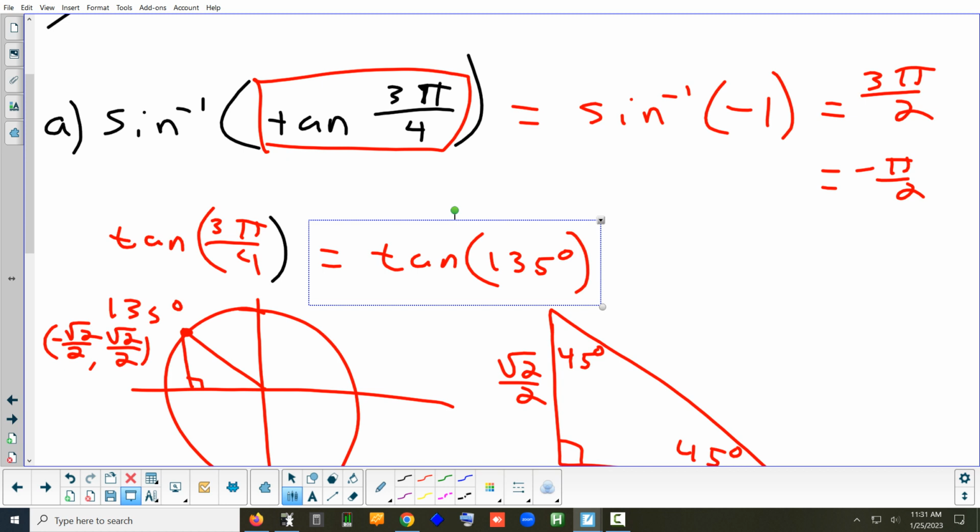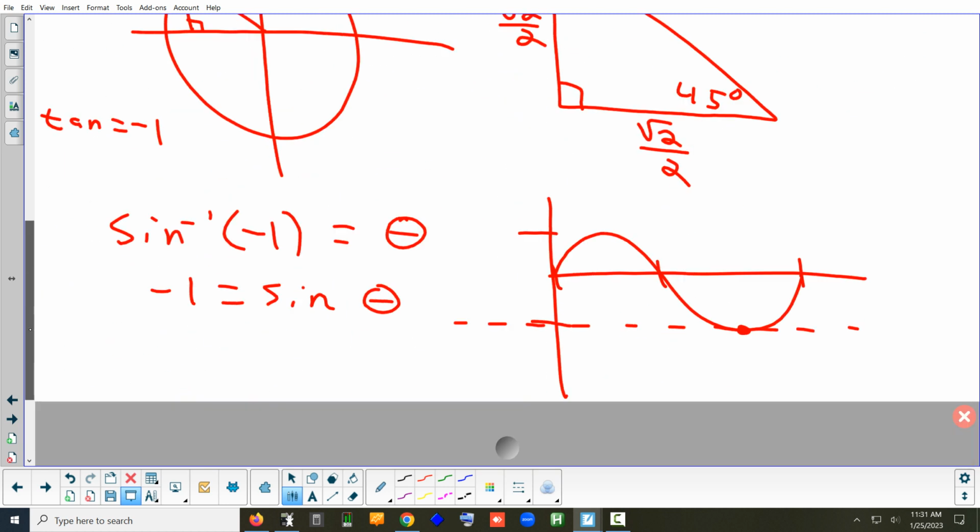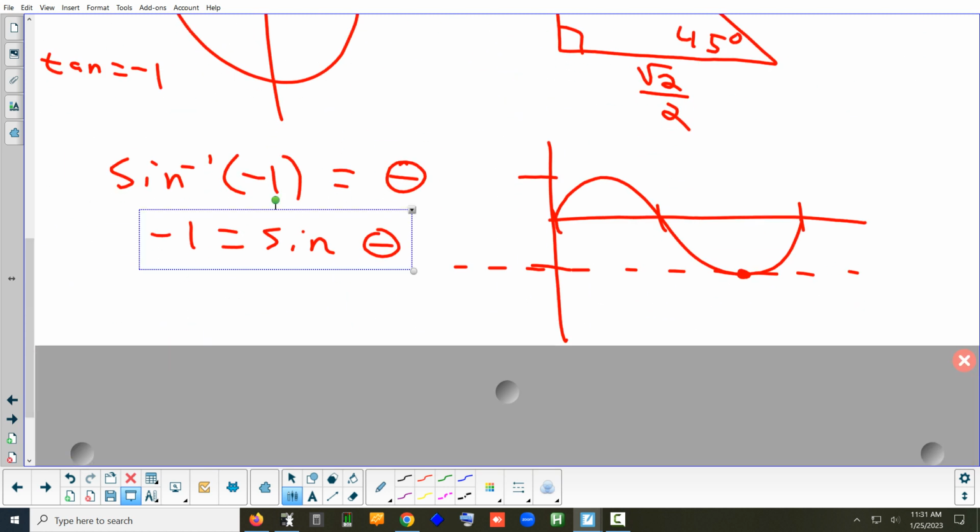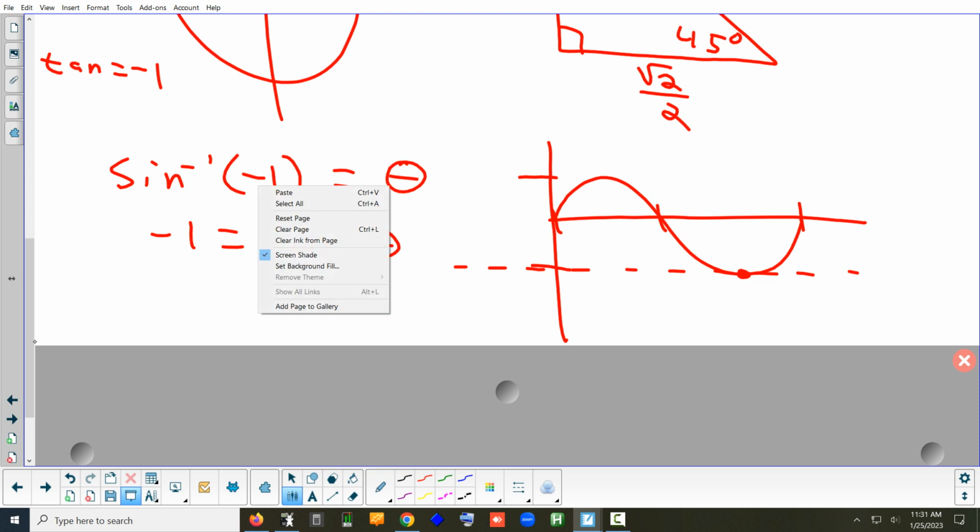Sorry, how did we find that again? We looked at where the graph of sine equaled -1. I think it's easiest to think of it visually. If you look at this and you know what it means, put a horizontal line at -1, draw a sine, and see where they cross each other. That's what this means.